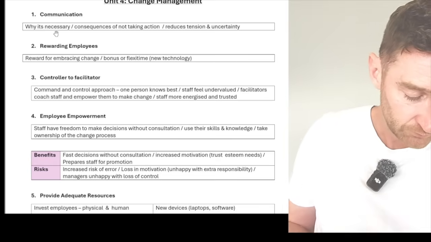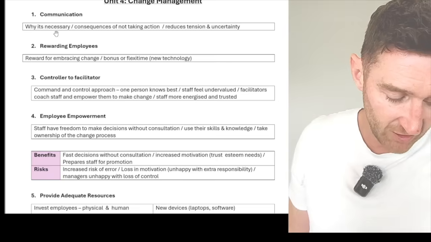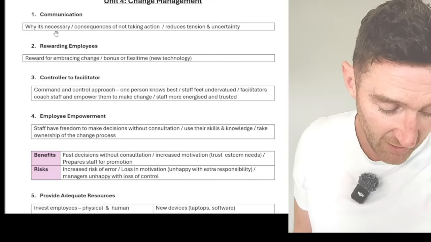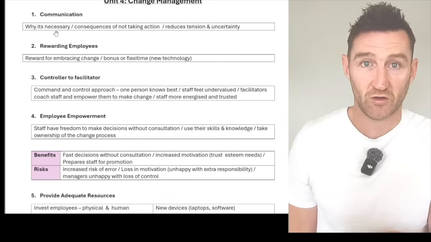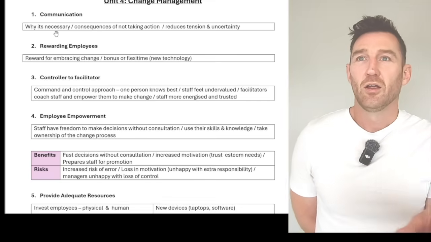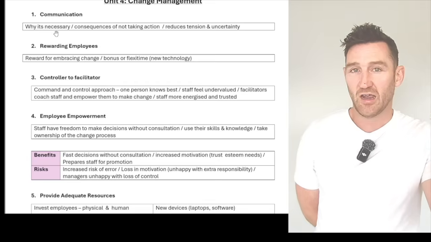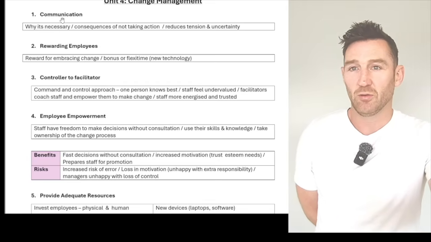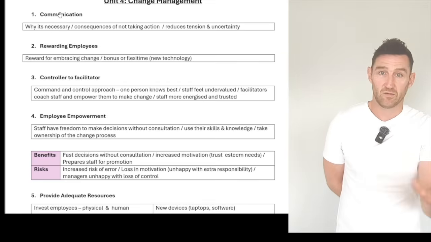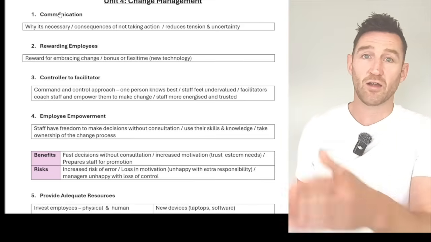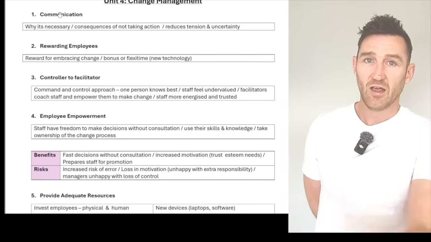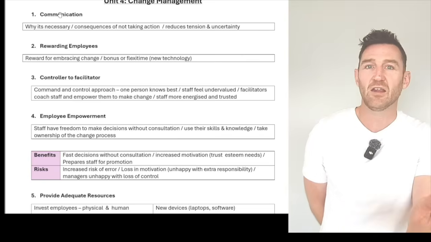Just one thing. I said that there were 10 change management strategies. I said change management had come up twice as much as any of the other Unit 4 topics on the ABQ. Let's say that you know in your head, you're in the ABQ, and you know that communicating with employees is a change management strategy. So business should let employees know why they're making a change, why it's necessary, and they should let them know the consequences of not making these changes.